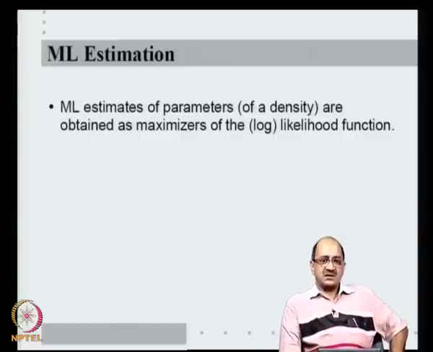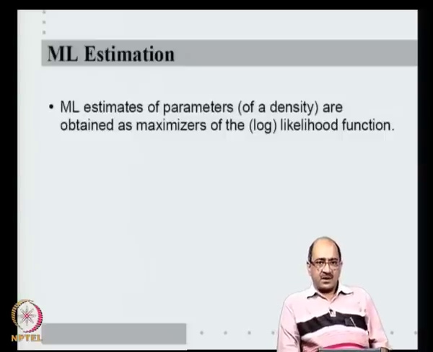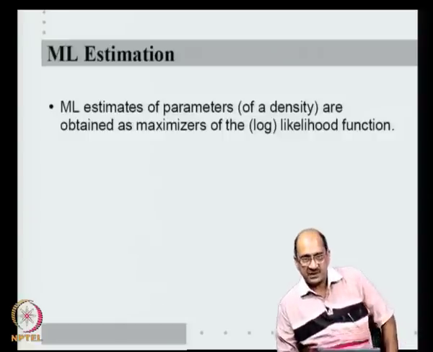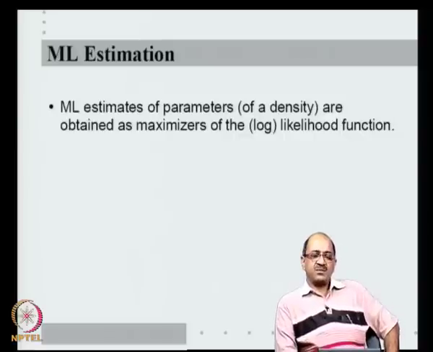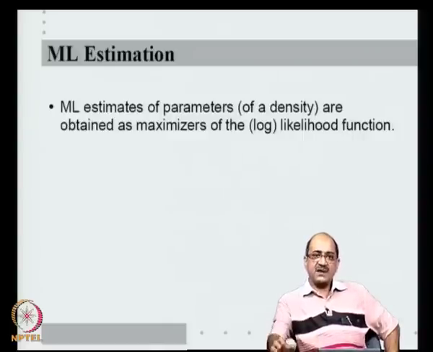So, let us sum up what we have done about ML estimation so far. ML estimates of parameters of a density are obtained at the maximizers of the log likelihood function. The likelihood function is simply the product of the density or mass function at the values of the data. So, I take the product, and then either for the likelihood or the log likelihood I find the maximizers over the parameters, and that is my ML estimate. And once the ML estimate for parameters is given, the class conditional density is completely known.